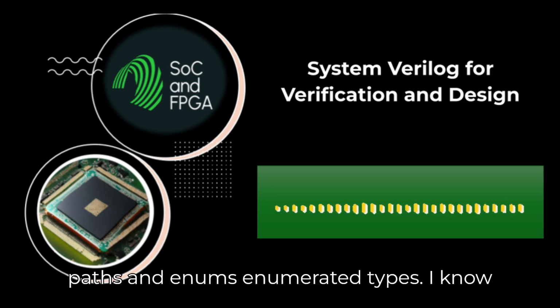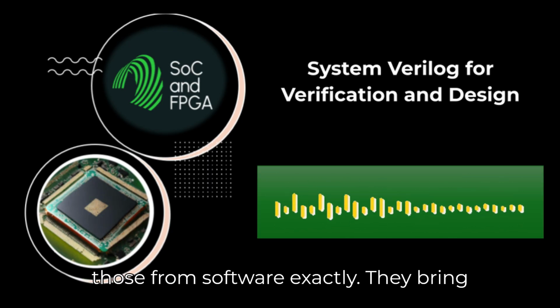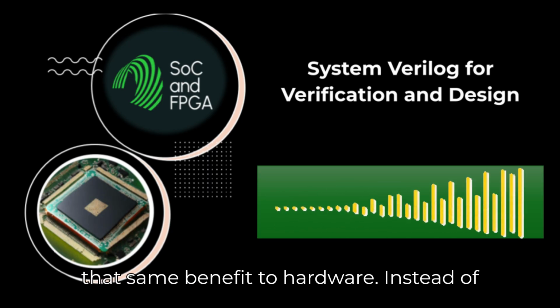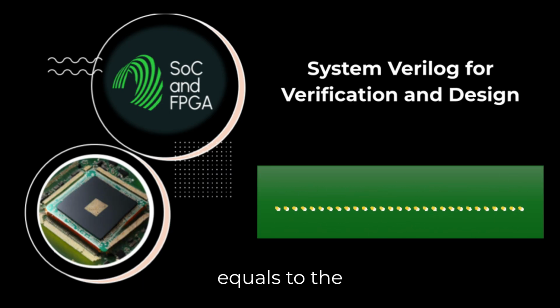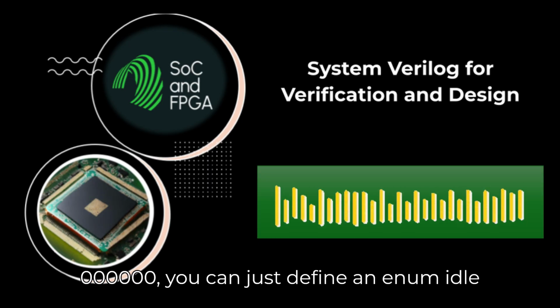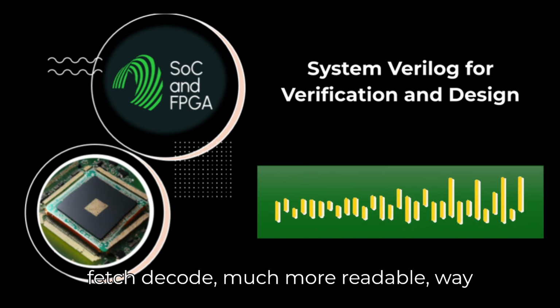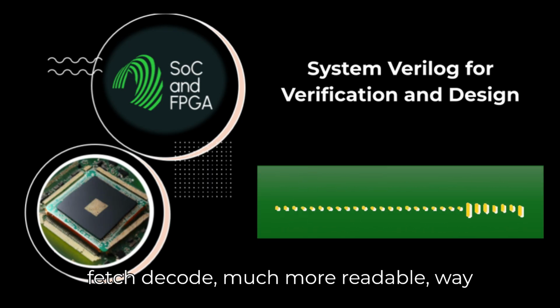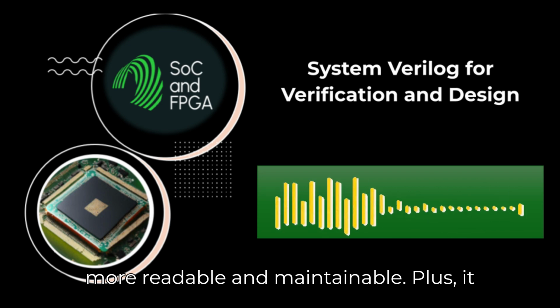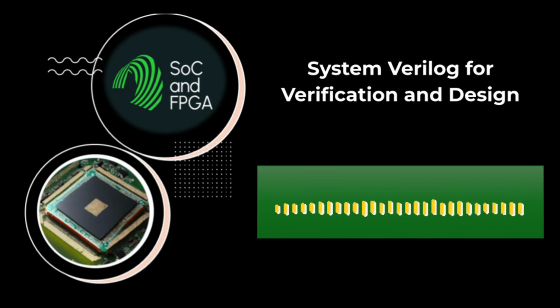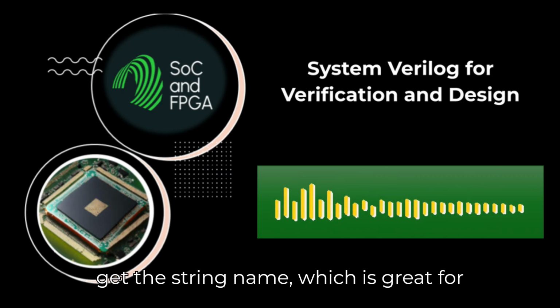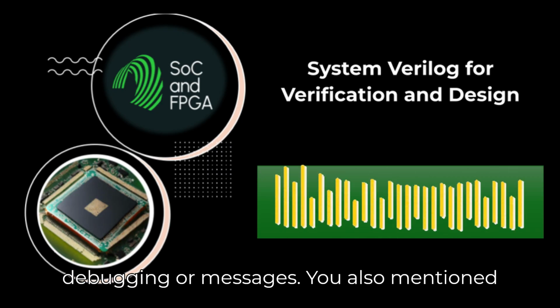And enums. Enumerated types. I know those from software. Exactly. They bring that same benefit to hardware. Instead of using raw numbers like parameter IDLE equals 3'b000, you can just define an enum: idle, fetch, decode. Much more readable. Way more readable and maintainable. Plus, it adds type safety. The tools can check that you're only assigning valid states. There's even a handy .name function to get the string name, which is great for debugging or messages.